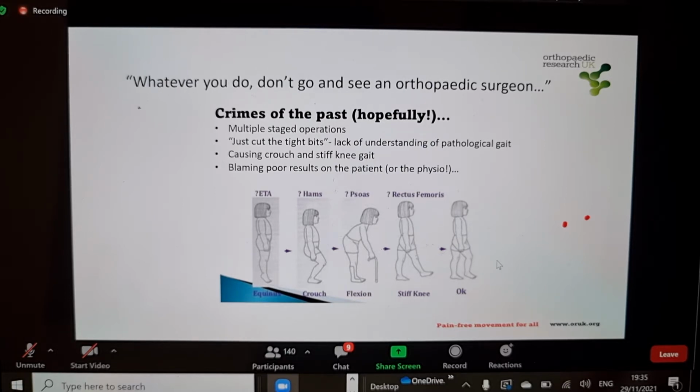And then there was a certain sort of shrug of the shoulders that, well, it's cerebral palsy. What do you expect? Blame the patient or blame the physio for not getting the result that was expected. And the picture at the bottom here, of course, refers to this so-called birthday syndrome, where these poor patients had operation after operation, rehab after rehab.